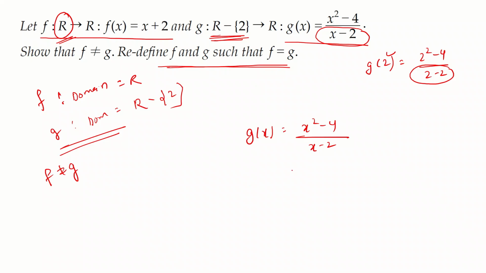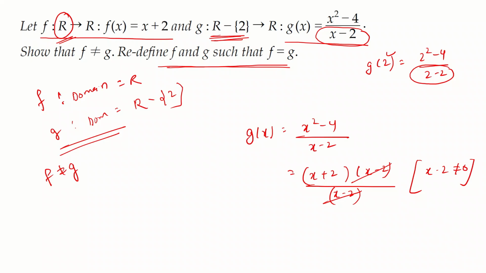Okay, so what you do, you can factorize the numerator as (x plus 2)(x minus 2) divided by (x minus 2), and you can cancel out x minus 2 and x minus 2 on the condition that x minus 2 is not equal to 0. Remember, you are a grown-up kid now because you are no longer in class 10th.